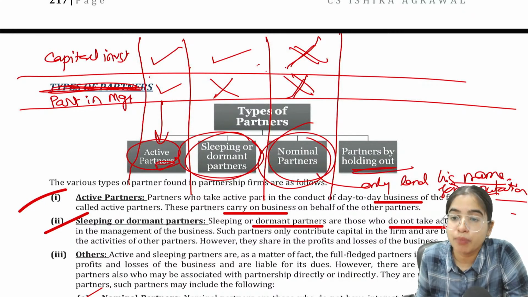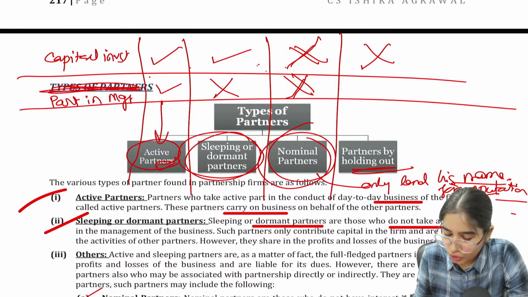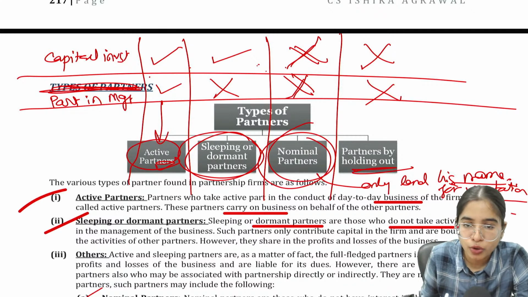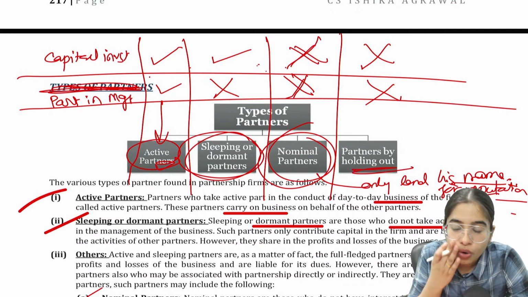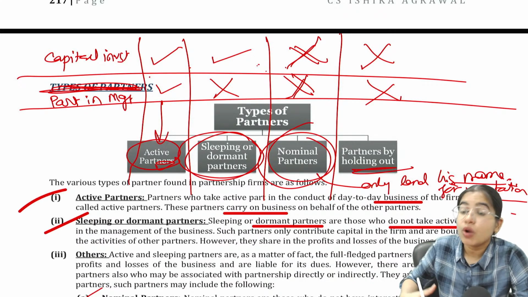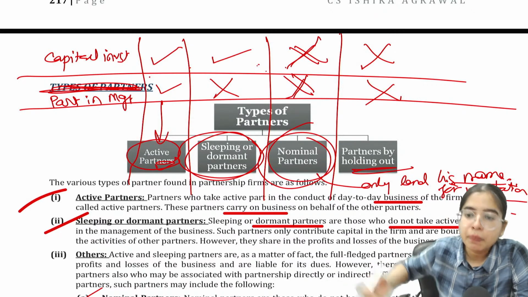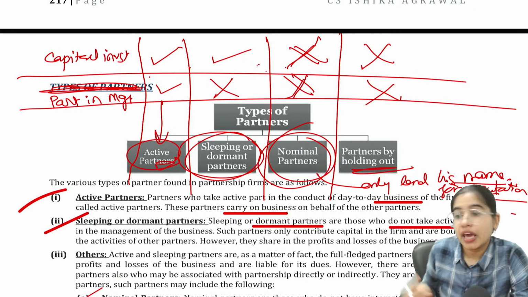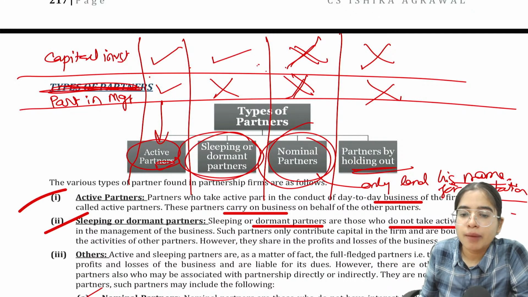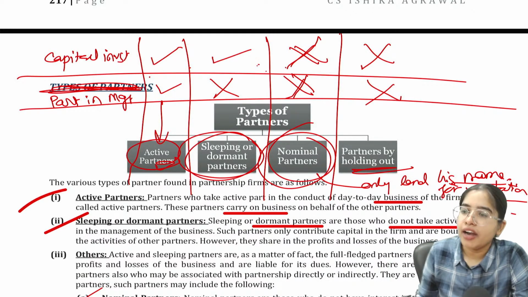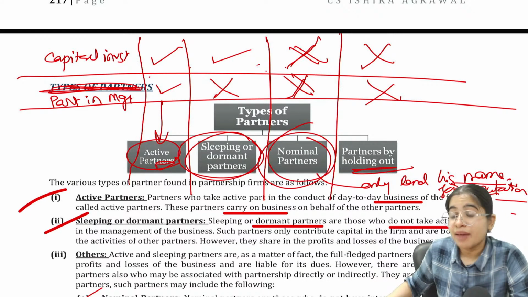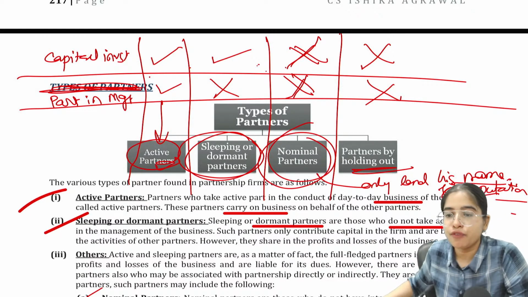Next is partnership by holding out. Here also no capital investment, no part in the management. But holding out means you are holding yourself out in the public that you are the partner. You are showing people that you are the partner. So let's say there is a firm, Salman Khan and Associates, and I am showing people, you know what, I am partner with Salman Khan. I am partner in the firm of Salman Khan.